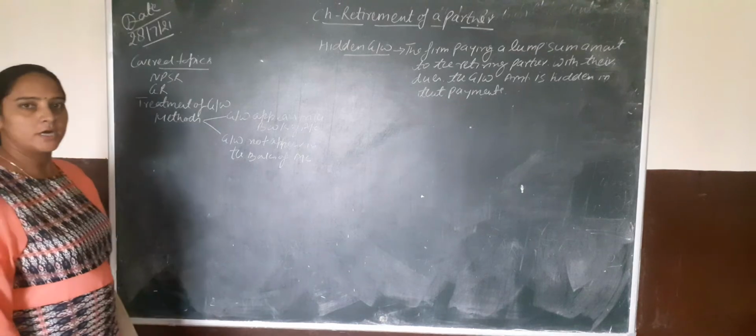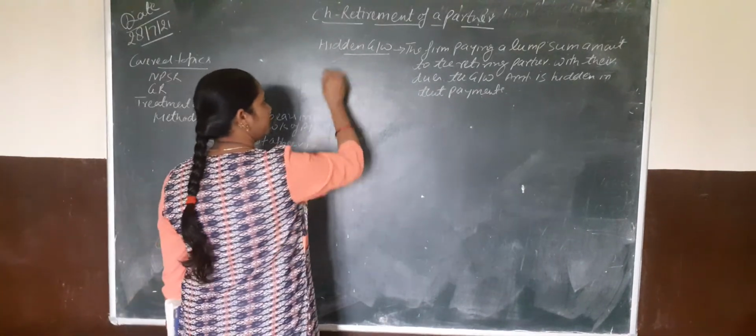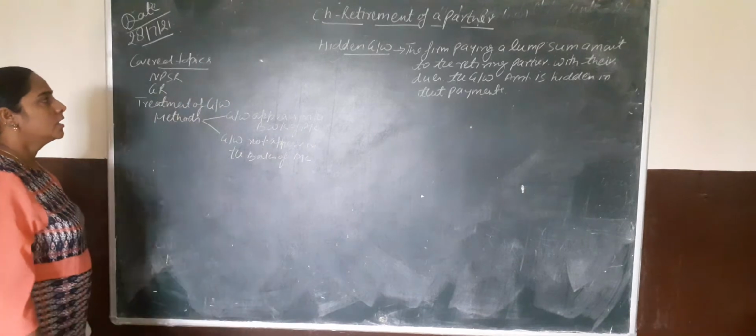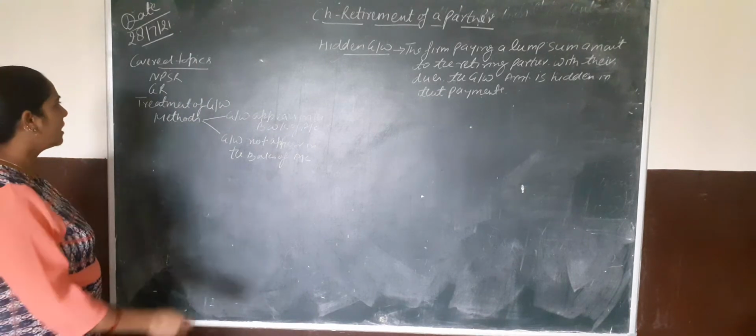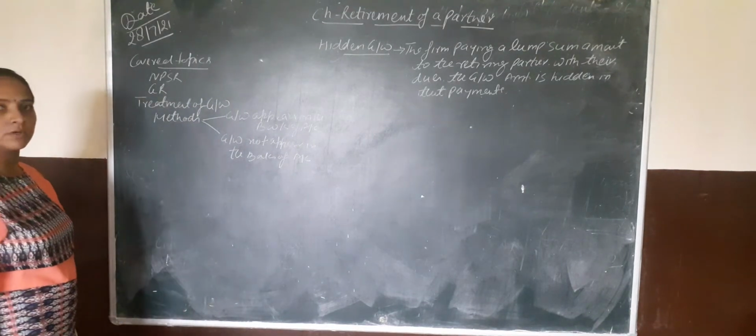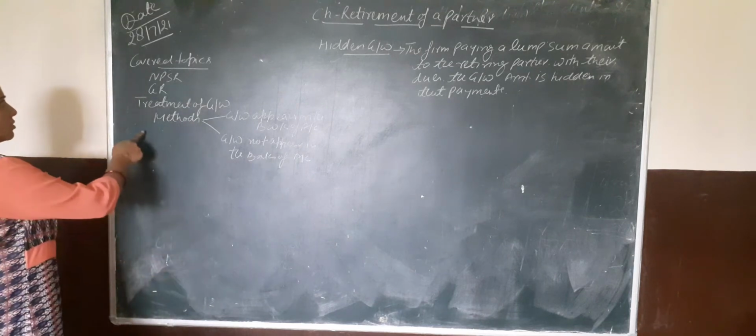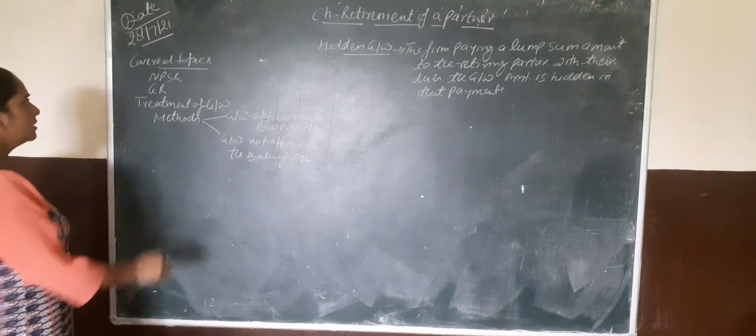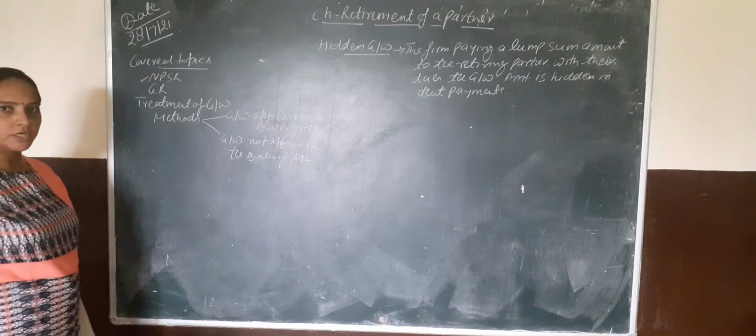Today I will explain a new topic, that is hidden goodwill. Okay children, but before starting this concept, I will revise which concepts we have discussed already. According to this, the topics are NPSR, new profit sharing ratio.